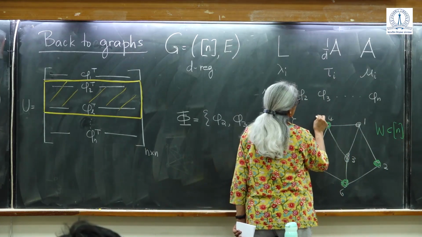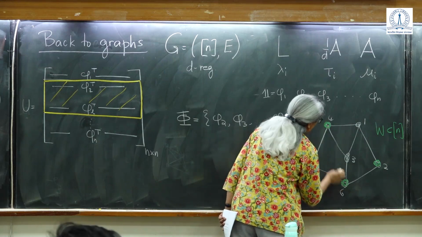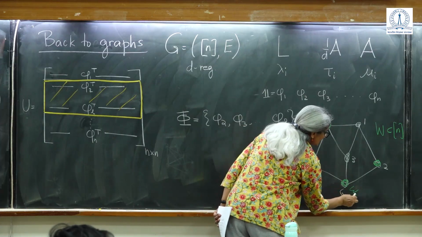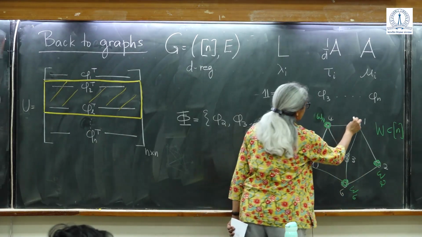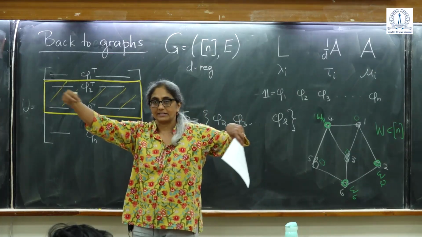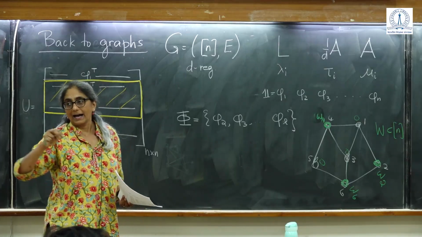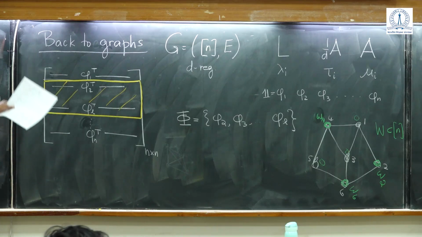So I'm also allowed to put a weight here, which I'll call W4, and I'll put a weight here called W6, and I'll put a weight here called W2, okay? And all the other weights are 0. So I can think of the weight vector as an n-dimensional vector that has only positive weights on the things that I picked. So I want to pick a weight collection like that.